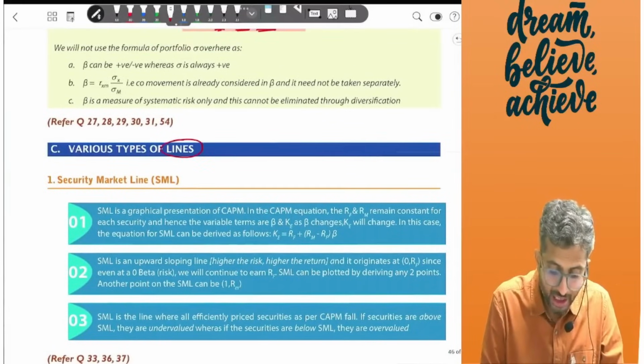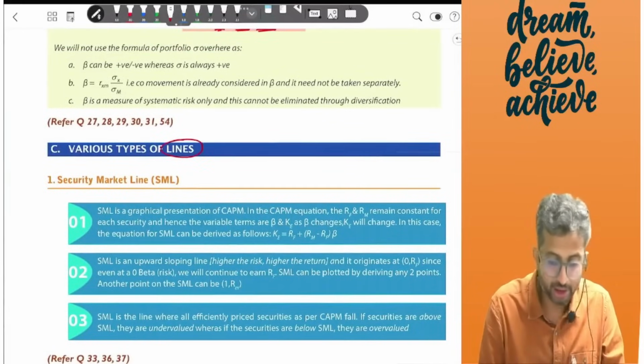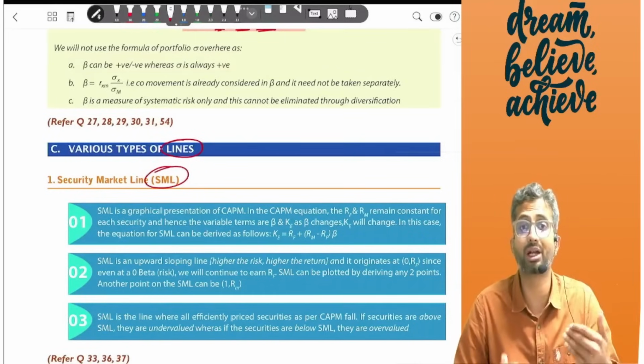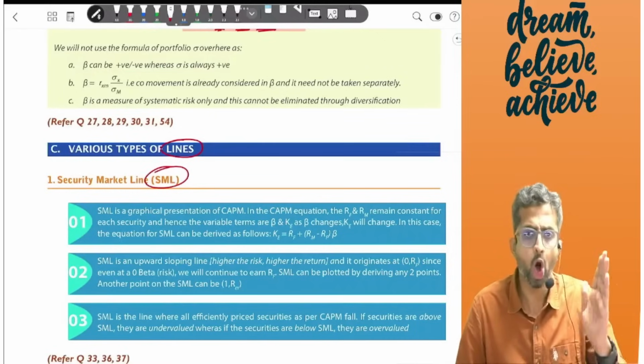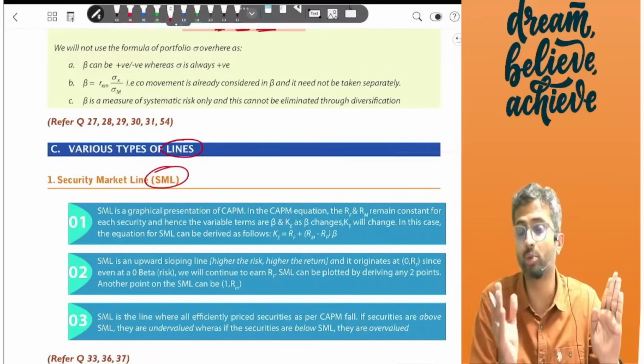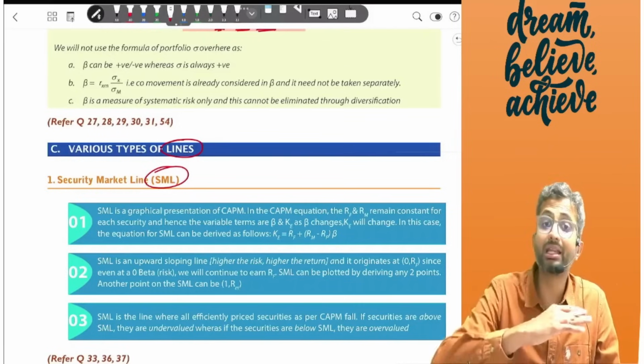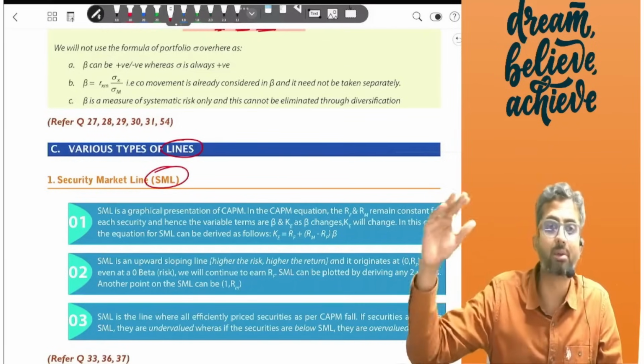Now there are various types of lines. There are three types of lines. One is a security market line. Security market line is nothing but a graphical plotting of the CAPM. On one side you plot the return, the other side you plot the risk, which is beta, because CAPM is based on beta. Security market line is an upward sloping line. It is a graphical presentation of CAPM.